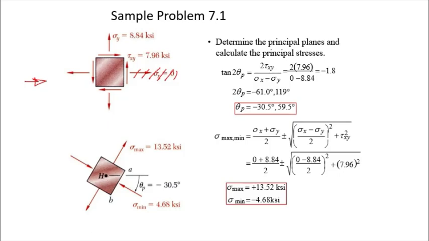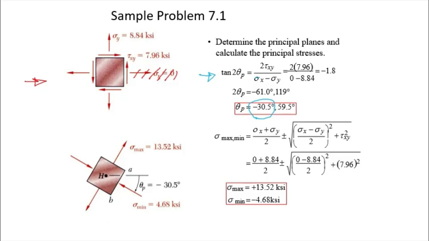If you use equation, you just use the basic equation straight away. Tangent of 2 theta p is equal to 2 tau xy over sigma x minus sigma y, right? Which then gives you 2 theta p is minus 61, or theta p is minus 30.5. That is the first angle. The second one is 90 degrees to that, so you can add 90 degrees to get 59.5. Okay, that is the plane.